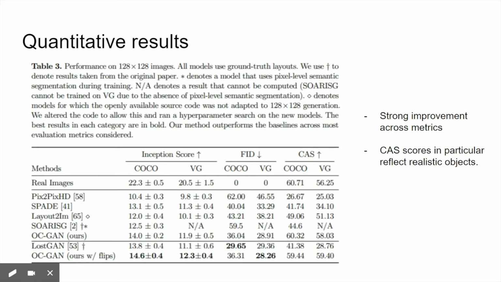Now, I'll talk briefly about the results. First of all, quantitative results. We used the classical inception score, FID, and classifier accuracy score that are commonly used in the literature. As you can see, we generate a large improvement over the baselines for each of these metrics. These are results in 128 by 128, but results in 64 by 64 are similar. So overall, we improve on the baselines a lot. In particular, CAS scores are strongly improved, which is an indication of the fact that we're generating very realistic objects according to this metric.